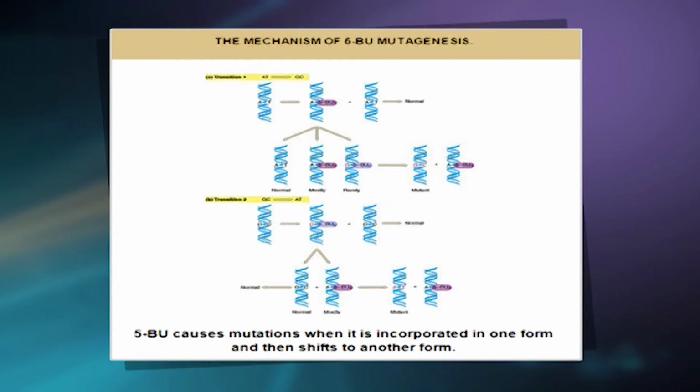5-bromouracil causes mutations when it is incorporated in one form and then shifts to another form. In its normal keto state, 5-bromouracil pairs like thymine. Thus, 5-bromouracil is incorporated across from adenine and subsequently mispairs with guanine, resulting in AT to GC transitions. In its ionized form, 5-bromouracil pairs like cytosine. Thus, 5-BU is misincorporated across from guanine and subsequently pairs with adenine, resulting in GC to AT transitions.